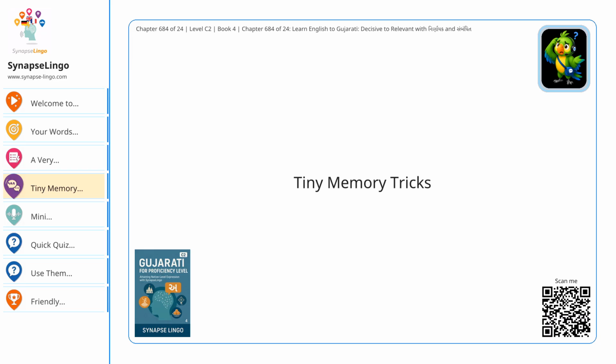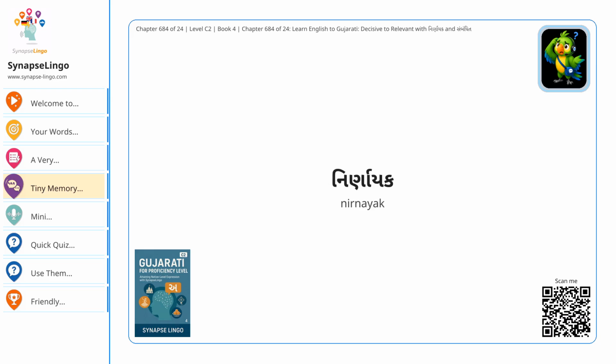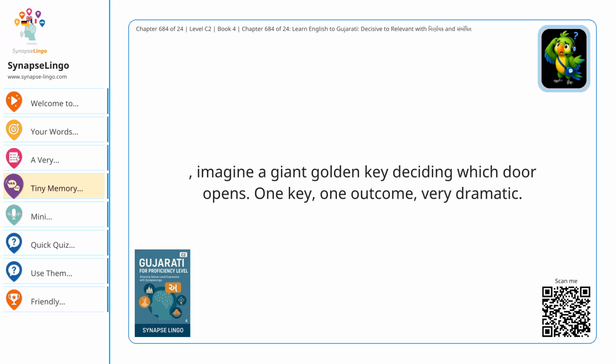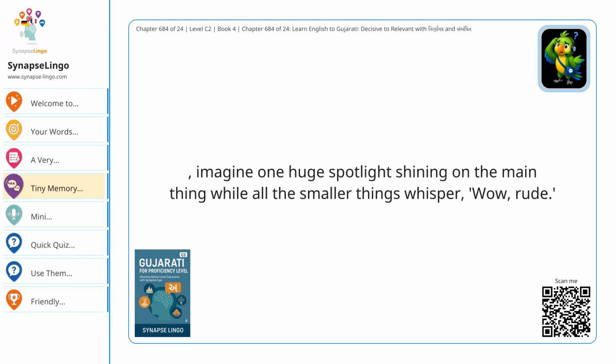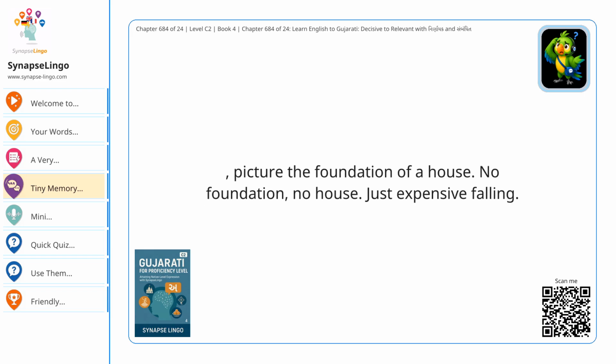Tiny memory tricks. You do not need magic to remember words. But silly images help, and they are cheaper than magic. निर्णायक: Imagine a giant golden key deciding which door opens. One key, one outcome, very dramatic. मुख्यत्वे: Imagine one huge spotlight shining on the main thing while all the smaller things whisper, "Wow, rude." मूलभूत: Picture the foundation of a house. No foundation, no house. Just expensive falling.